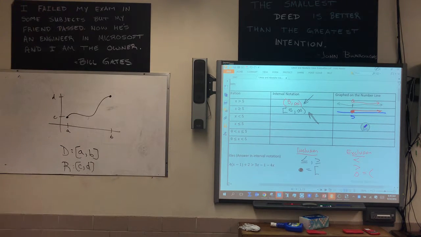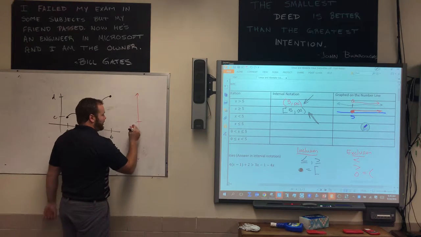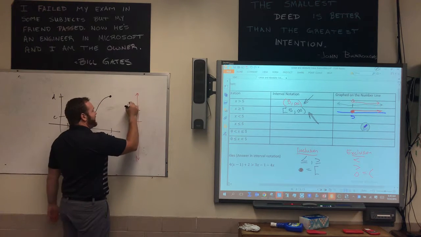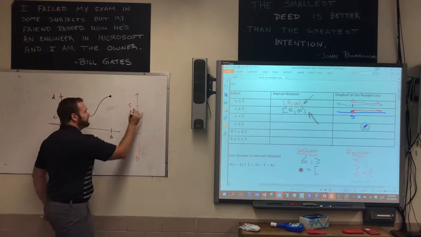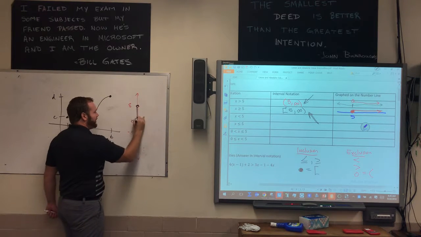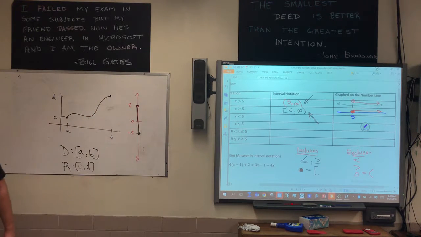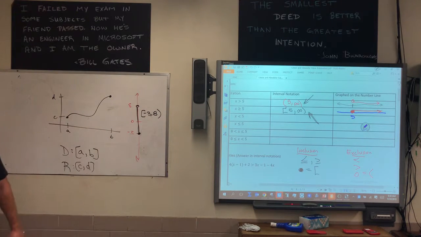So if I were to ever give you a picture like this, let's say 0 is there, let's say 8 is there, -3 is there, and let's put an open dot here and a closed dot there. I ask you to write that in interval notation. Which number do I start with? -3. And I finish with 8. I should have a parenthesis on 8 and a bracket on -3. That's the appropriate way of doing it.